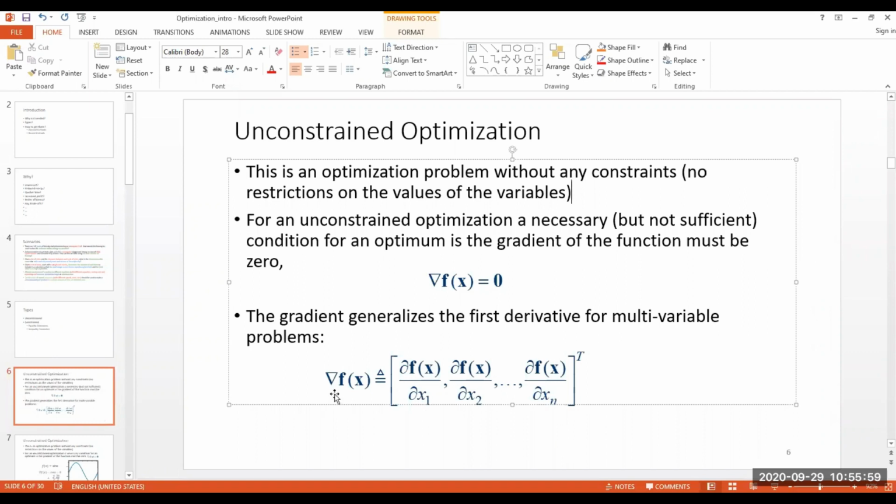If I want to calculate the gradient of a function having vector variables x1, x2 up to xn, this is how you calculate it. Let's say your objective function f is a function of n variables in x. Then you calculate the gradient of this fitness function: the partial derivative of f with respect to x1, and so on, calculated along the first column. That would be a column vector, so it is put as a transpose.